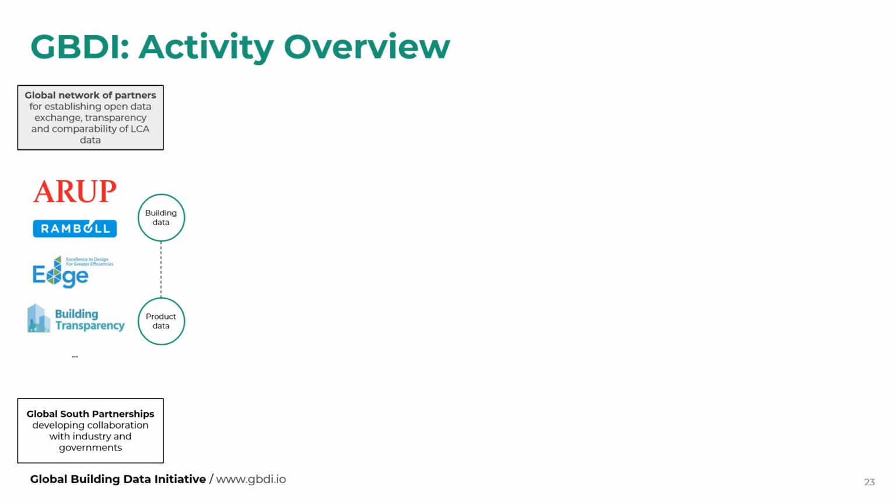To give you a quick overview of the activities of GBDI, I've already mentioned that we've been working on a global network of partners for establishing an open data exchange, transparency and comparability of LCA data. And here it's important to understand that what GBDI does is to move from the product level, product data, environmental product declarations, as some of you might know it, towards the building data level. So we are really concerned with understanding inventories at the building level. So we want to understand the material specification and the material quantities, and also where materials are being used in buildings. And we work with leading partners from the engineering and consulting space, as well as other tool developers or initiatives and organizations in the whole life carbon domain.